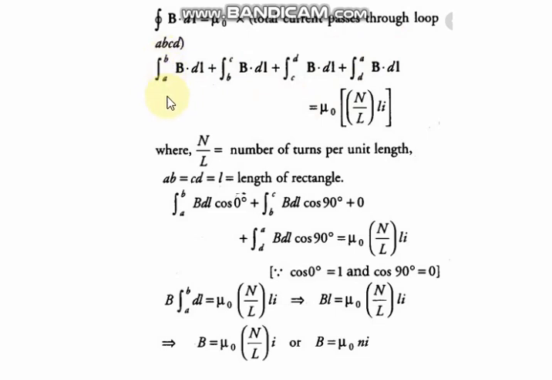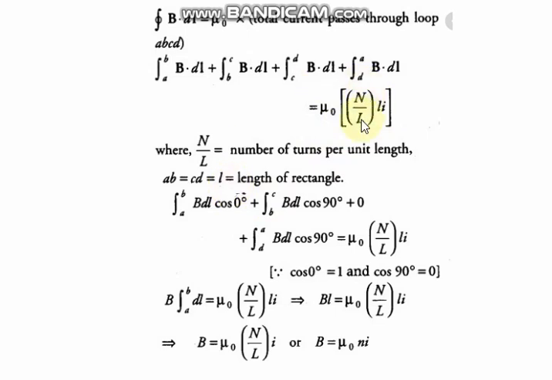So this side can be split into these four terms, which is B dot dl for the line segment AB, plus B dot dl for the other line segment BC, then B dot dl for the line segment CD, and finally B dot dl for the line segment DA. And this is equal to mu naught times the total current enclosed by the Amperian loop.